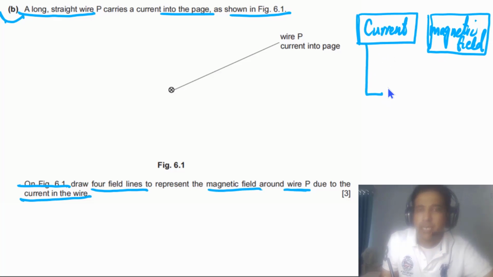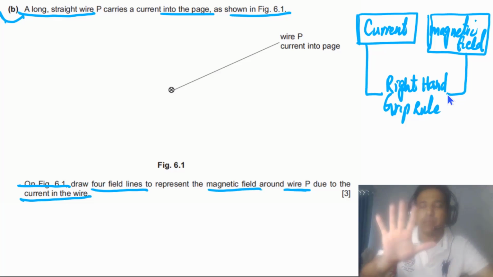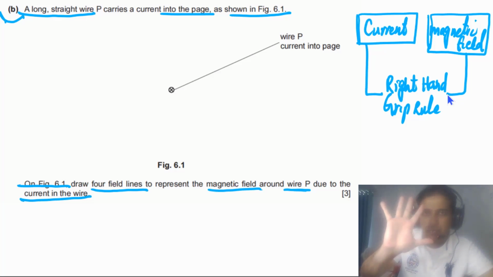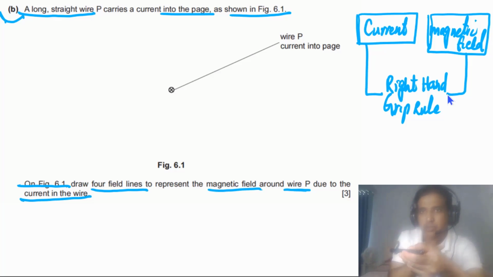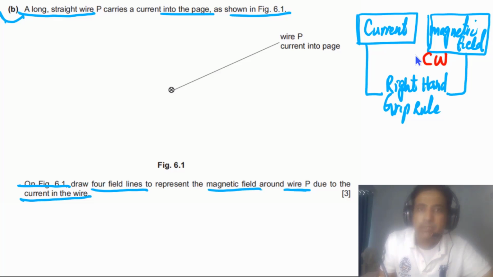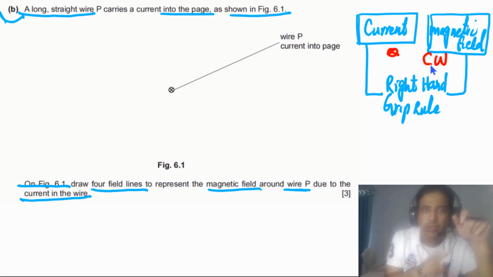For that purpose we have to use the right hand grip rule. So simply we will write down here which hand you have to use: we have to use the right hand grip rule. So this is my right hand. You can see current in this case is into the page. So like this, current is into the page, so the magnetic field is clockwise. I can write down here the magnetic field is clockwise and current is into the page. So you have to draw lines clockwise.